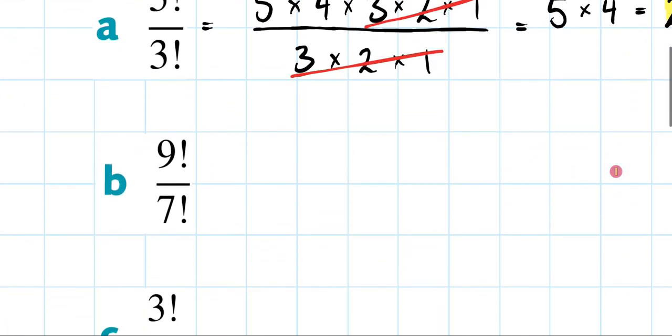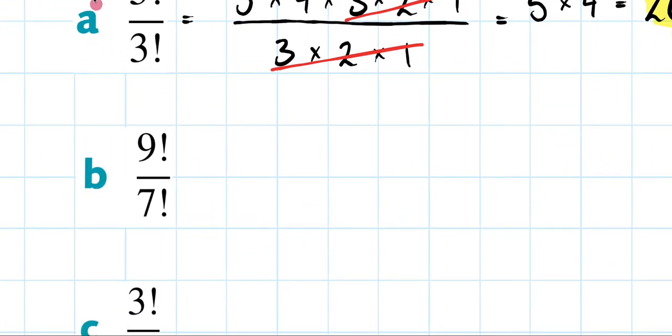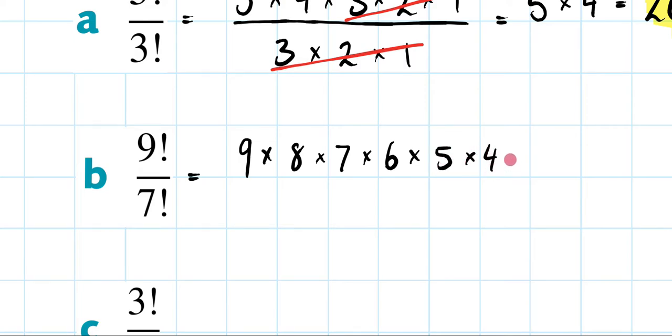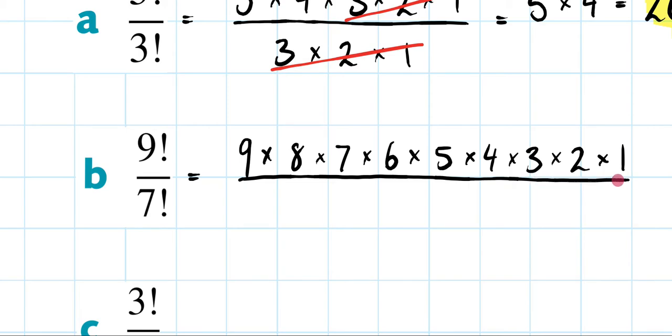Let's now come down to B. So B is giving me 9 factorial over 7 factorial. So 9 factorial is 9 times 8 times 7 times 6 times 5 times 4 times 3 times 2 times 1. I then am going to divide that by 7 factorial, and I might even try to cheat here.